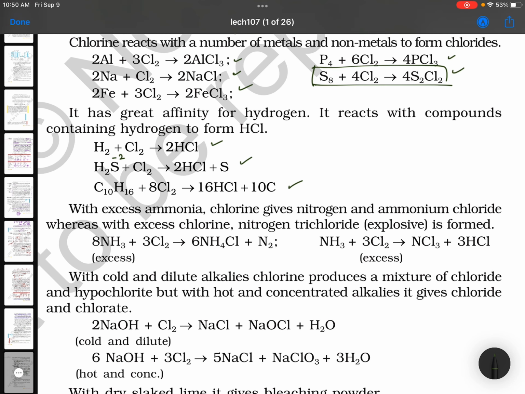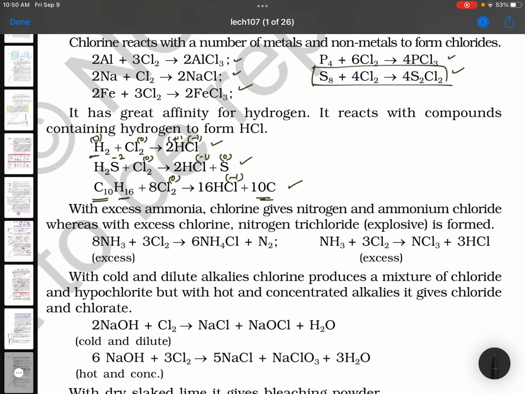H2S: sulfur is -2, going to 0; Cl2 is 0, going to -1. In all these cases, chlorine is undergoing reduction. So others are oxidized. Here you see carbon is with hydrogens. Here only carbons are there. Loss of hydrogens is oxidation. Hydrogen is in 0 oxidation state here. Here hydrogen is +1.